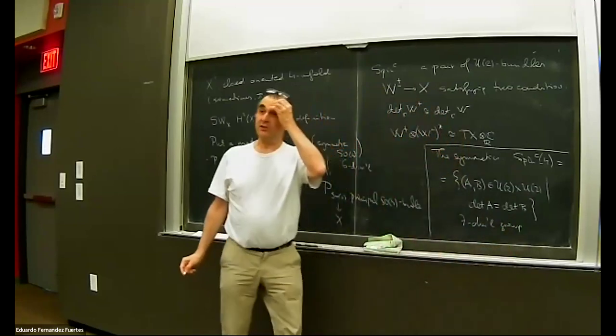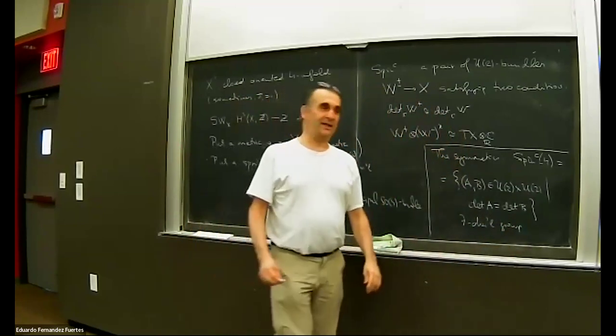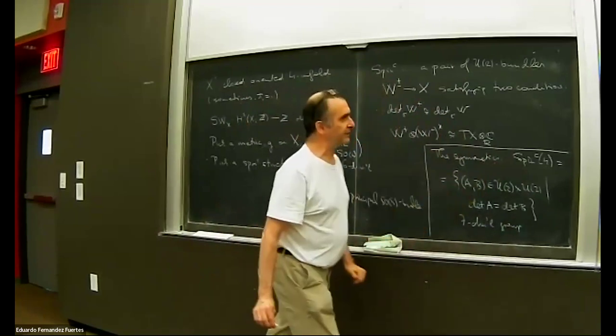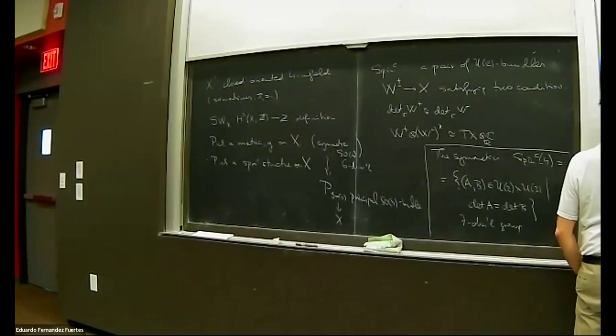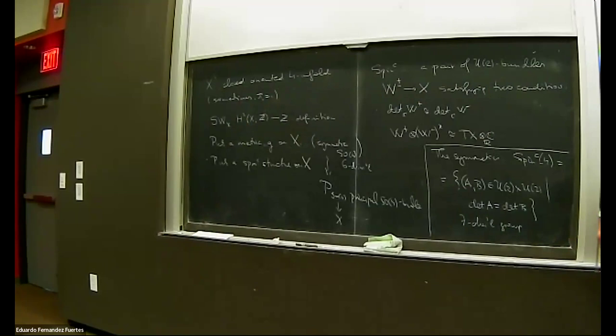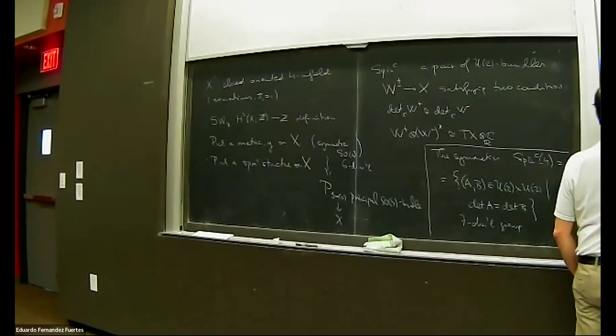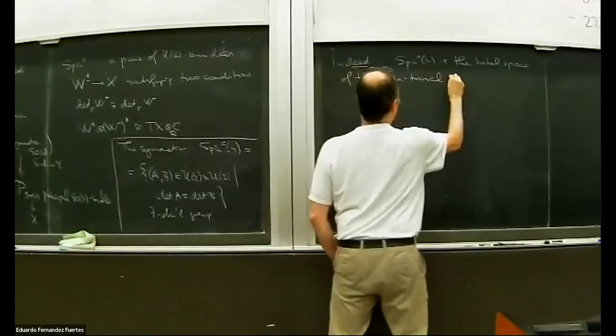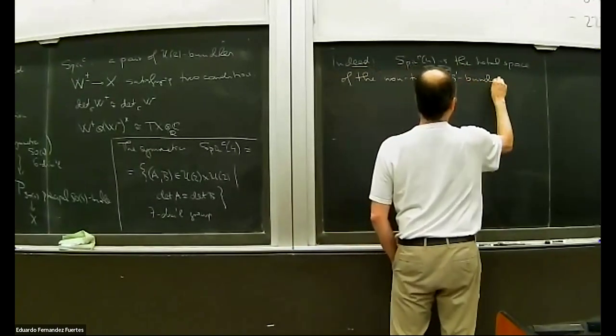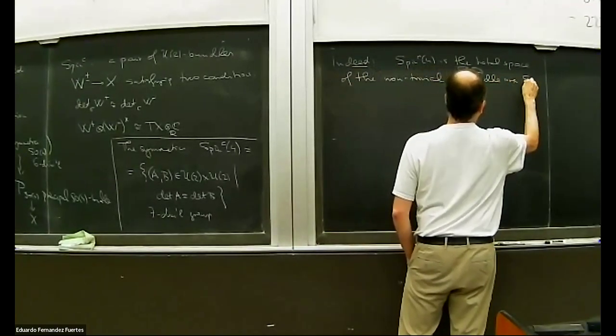And in the discussion, I hope you will discuss that, in fact, these 2 groups are related nicely. So indeed, spin C4 is the total space of the non-trivial S1 bundle over SO4.